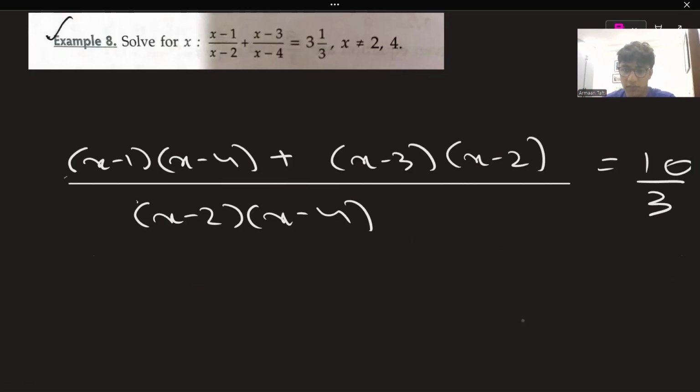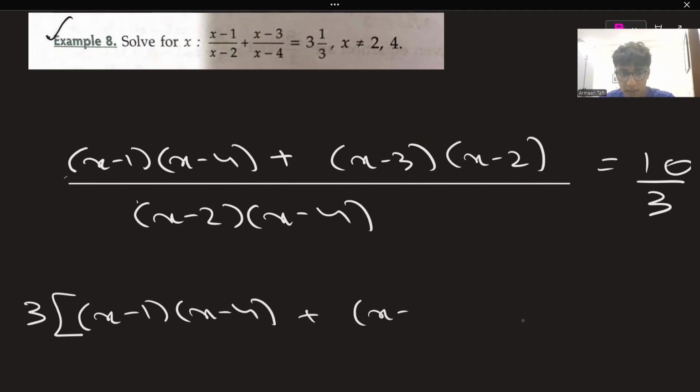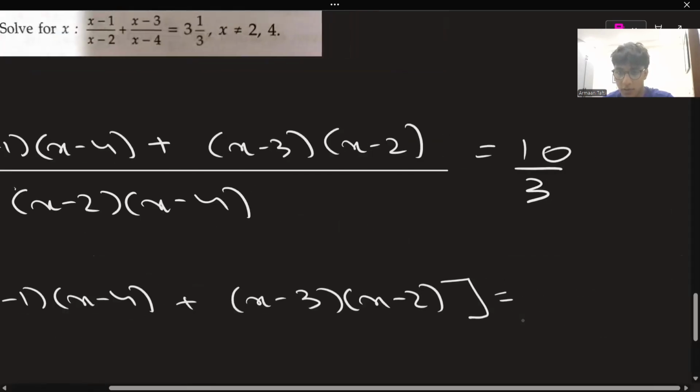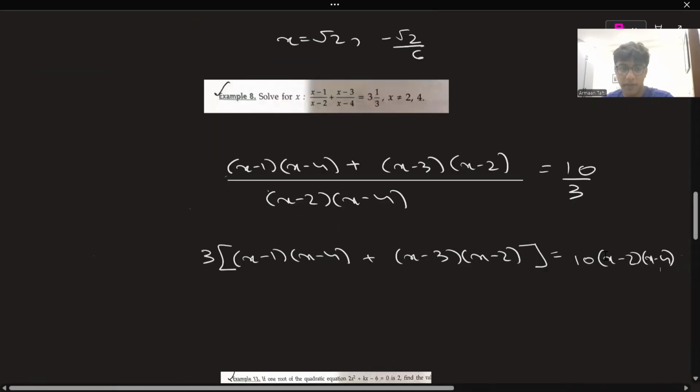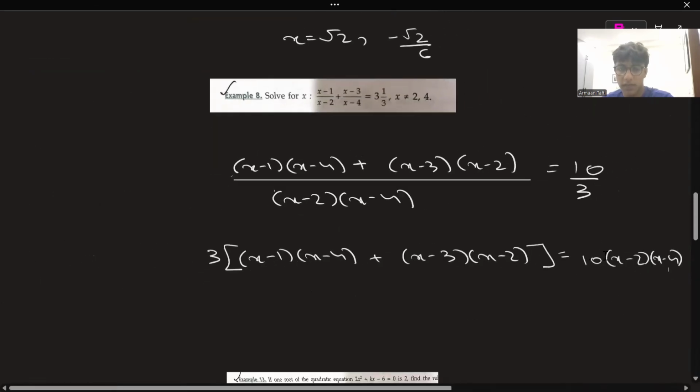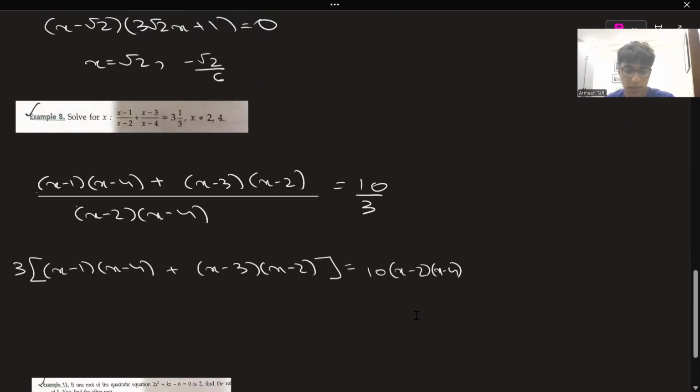So we can just take 3 this side, and we can get 3 times x minus 1 times x minus 4 plus x minus 3 times x minus 2, which equals 10 times x minus 2 times x minus 4. Okay. Now we've eliminated all the denominators from this question, and now we shouldn't have any major problems, right?